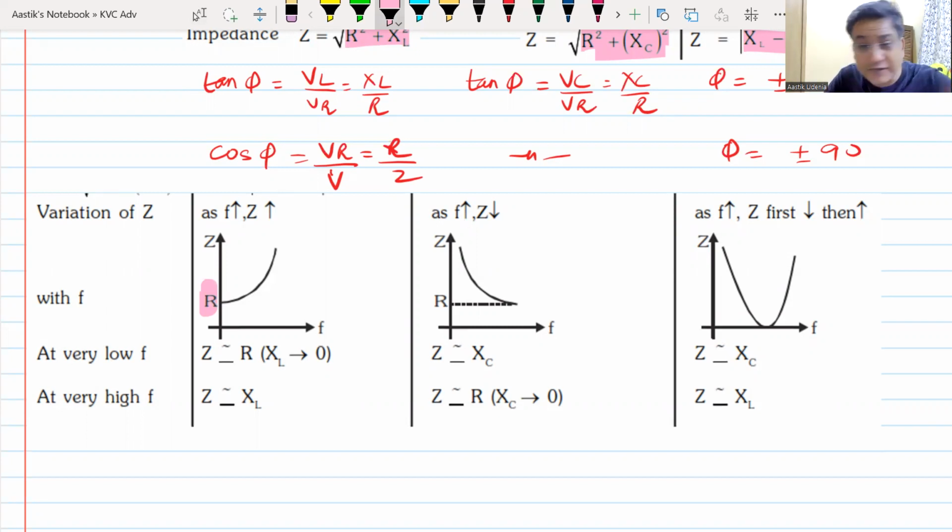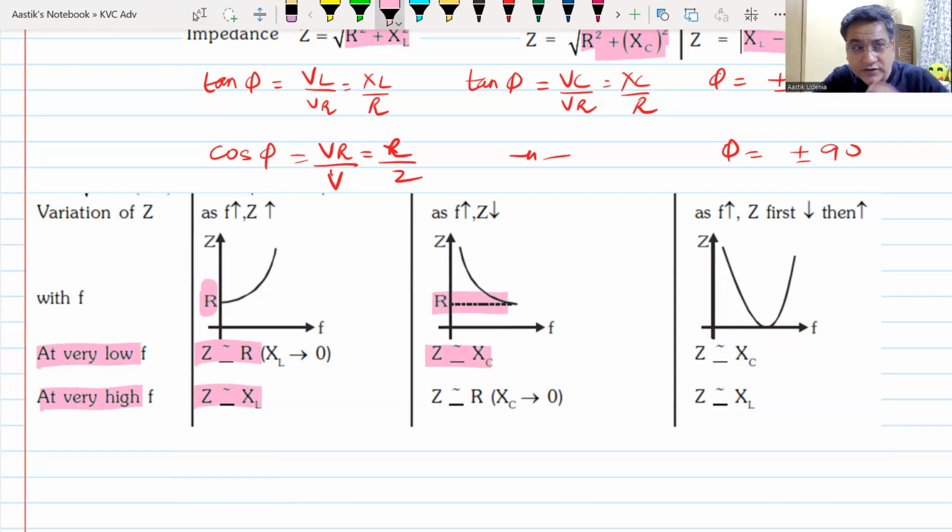In the case of the other one, when the frequency is very high, XC will become 0 and then it will become equal to R. So at very low frequencies, this impedance is approximately equal to R. At very high frequency, it will be approximately equal to XL, because XL will become very high and R will remain constant. Do we understand this? Yes.